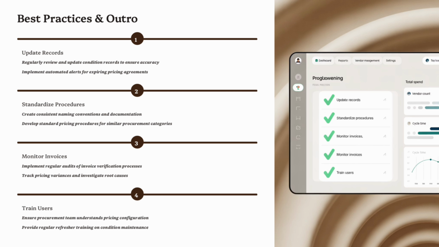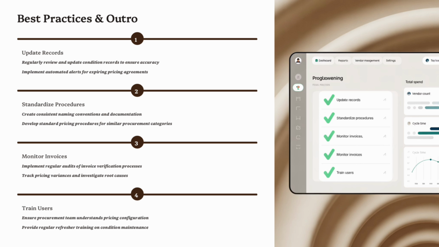Keep condition records updated. Regularly maintain prices, validity periods, and vendor agreements to avoid surprises. Standardize pricing procedures. Use consistent configuration across purchasing orgs to reduce errors and simplify audits. Monitor invoice verification. Always reconcile conditions during MIRO to catch mismatches early. Train end users. Many pricing errors happen because users don't understand condition fields or overwrite values manually.